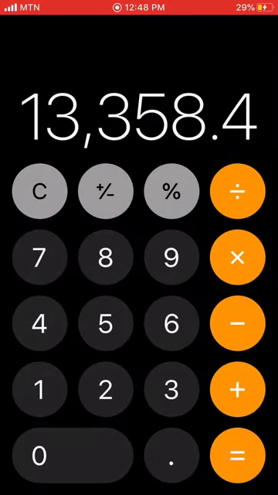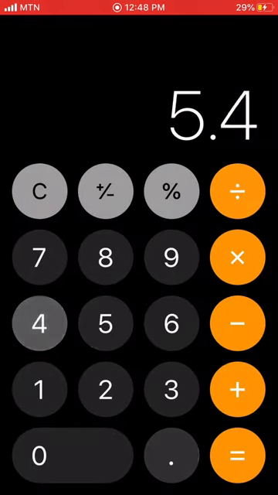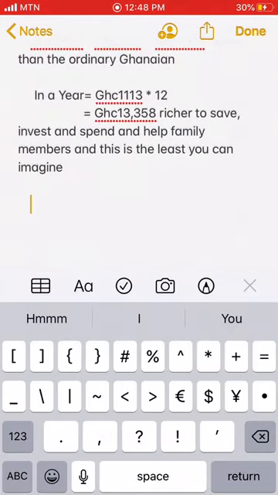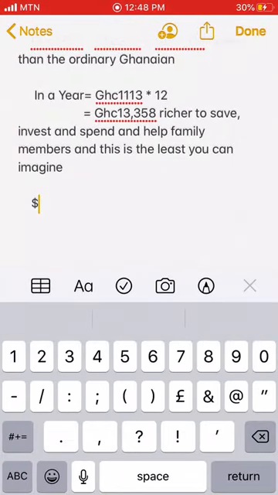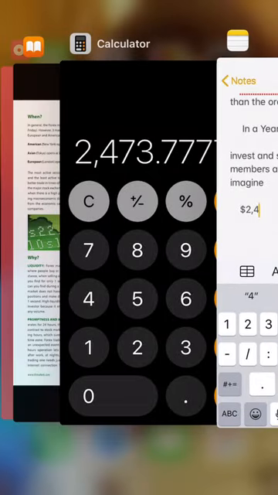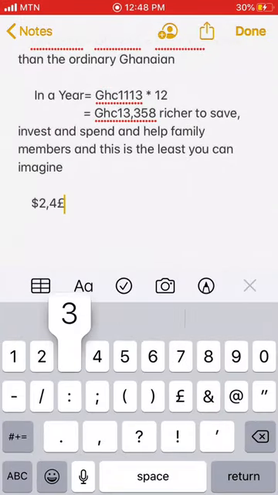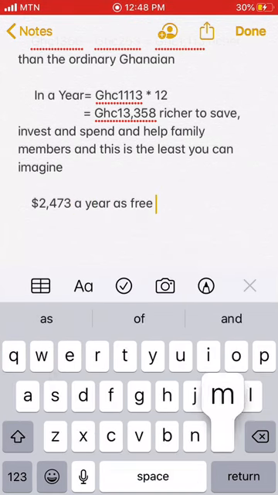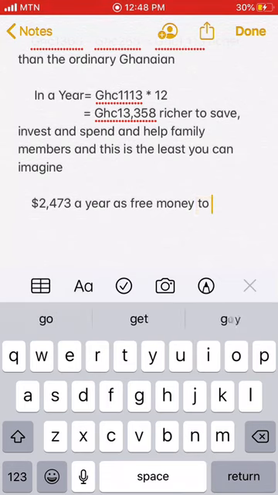So let's just see. You have divided by 5.4 again. That's 2,473. So it means in dollars you'll have 2,473 a year as free money to use to do whatever.